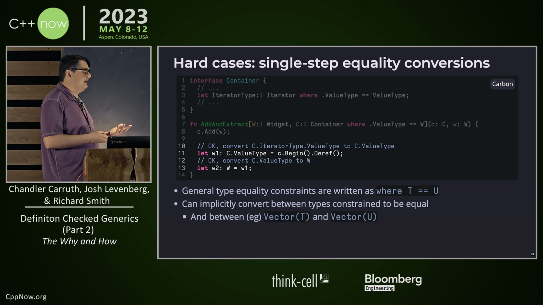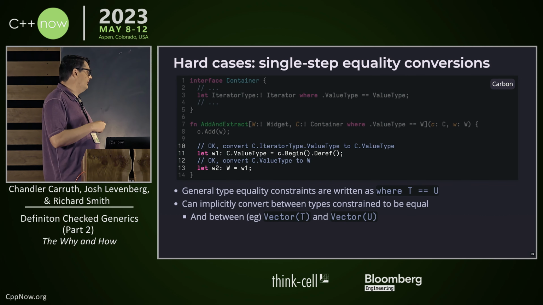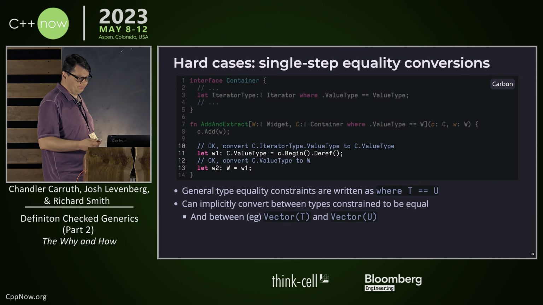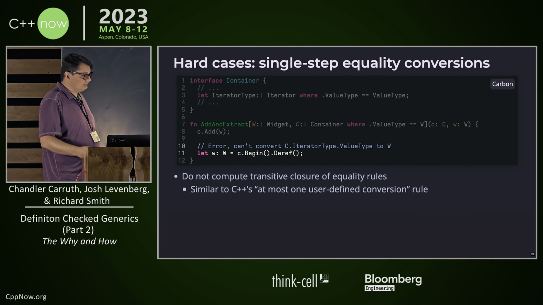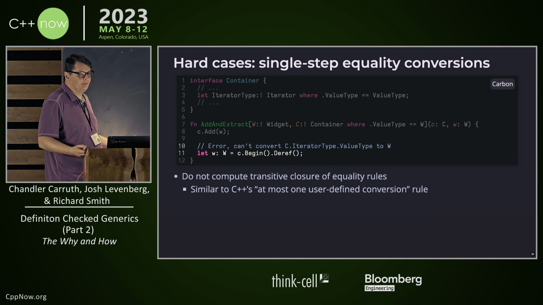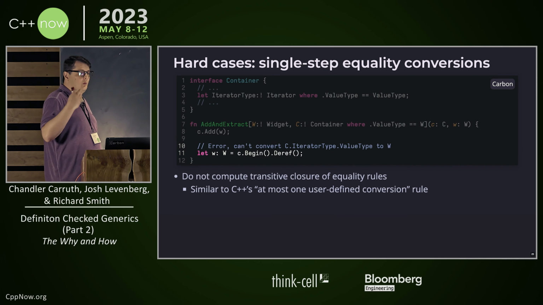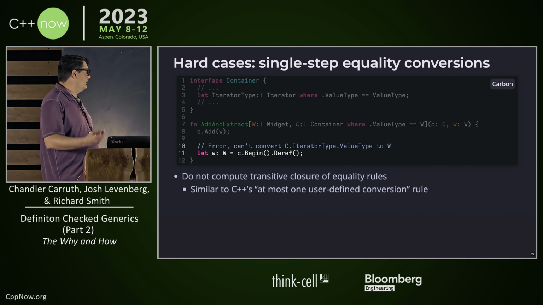And more generally, if types that are known to be equal occur as components in other types, like if we're trying to convert between a vector of T and a vector of U, and we know T equals U, then we allow that as a single-step conversion as well. But we do not compute a transitive closure of these rules. This is similar to the way that the C++ rule works, where you can have at most one user-defined conversion in a sequence. So we can't go directly from C iterator type value type to W.